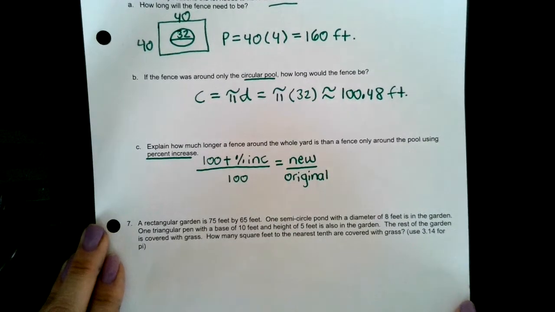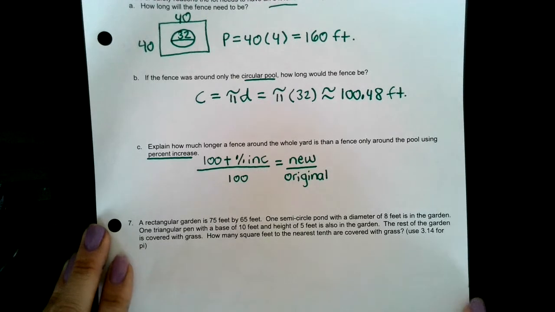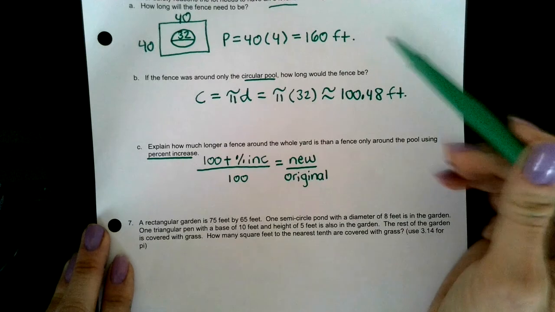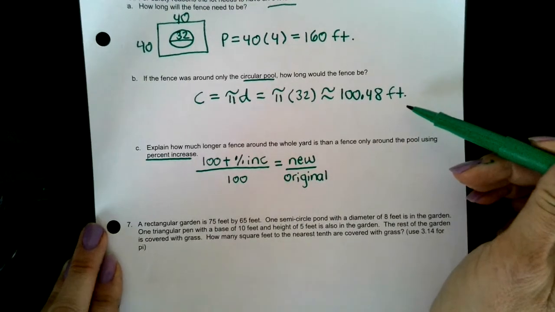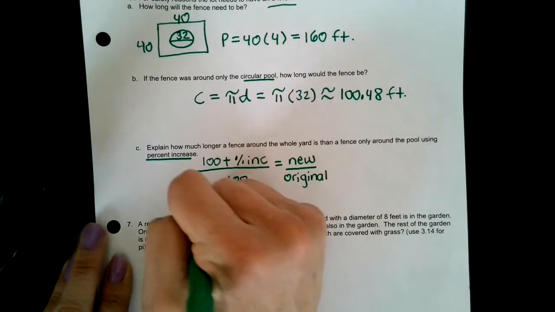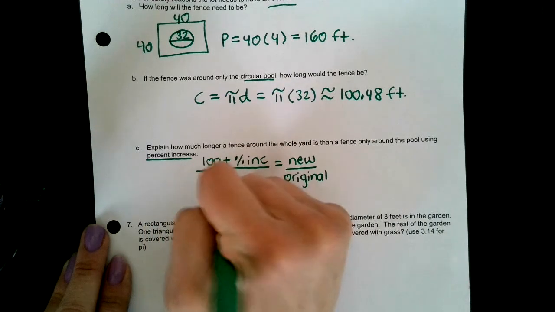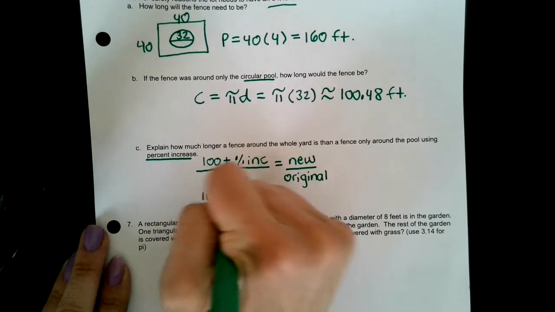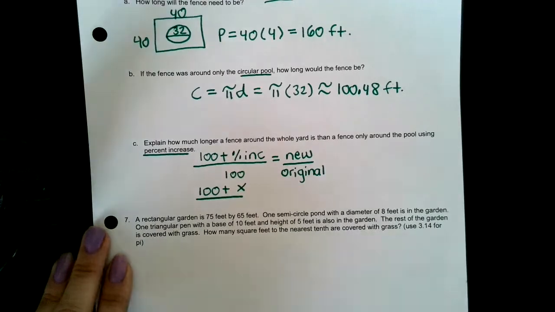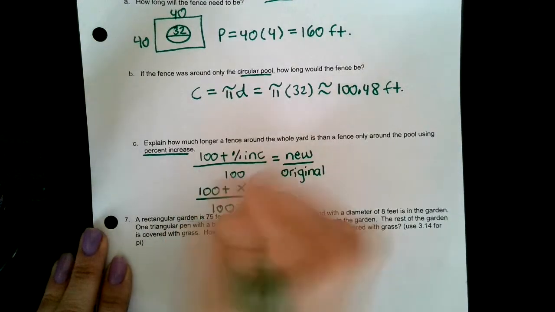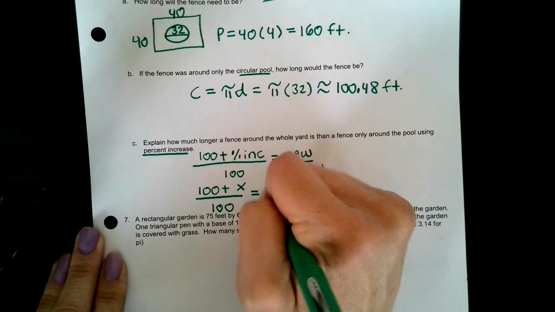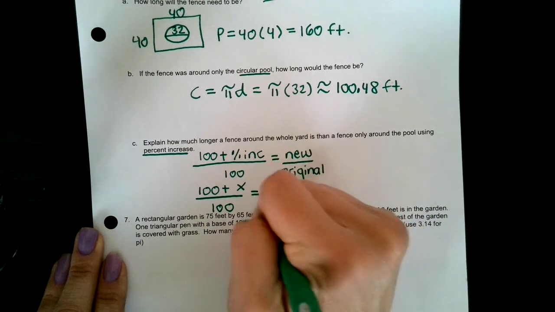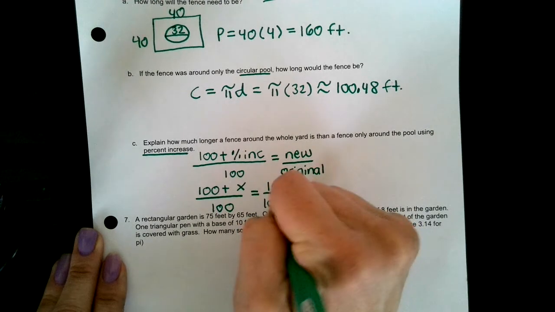So I'm going to use this formula and the fact that our perimeter is 160 feet for the distance around the border lot versus the circular pool. And I'm going to plug in our formula. And since we don't know the percent of increase, I'm just going to leave it as x over 100. So the new perimeter is 160. The original is 100.48.